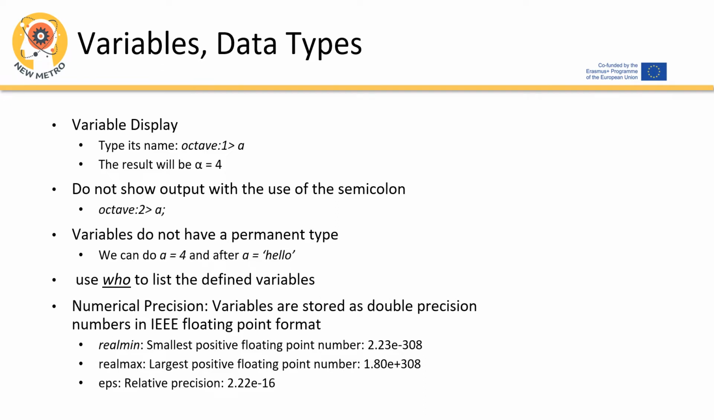The variables do not have a permanent type. We can do alpha equals 4 and then alpha equals hello, and we can use who to list the predefined variables. Numerical precision.